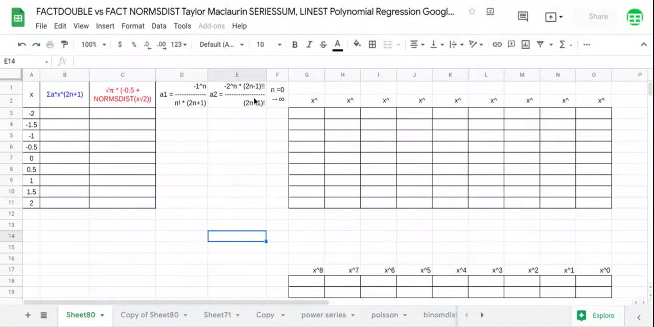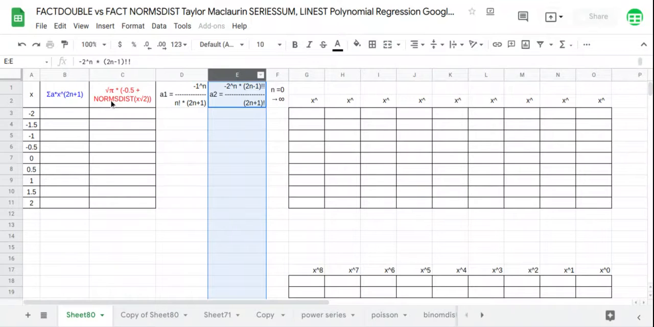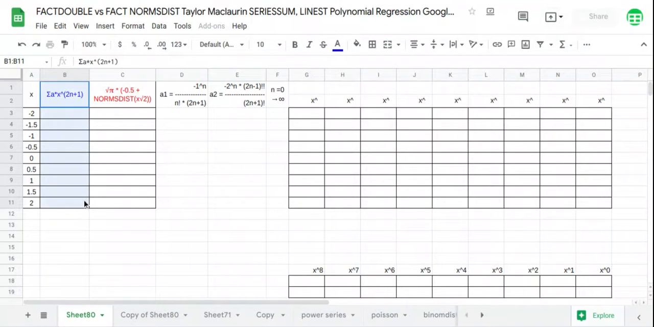In this video, we'll use factorial and double factorial to generate the Taylor-Maclaurin series sum of NORMSDIST formula, which is in the form of square root of pi times the quantity negative 0.5 plus NORMSDIST of x times square root of 2, and the value of x is from negative 2 to positive 2.